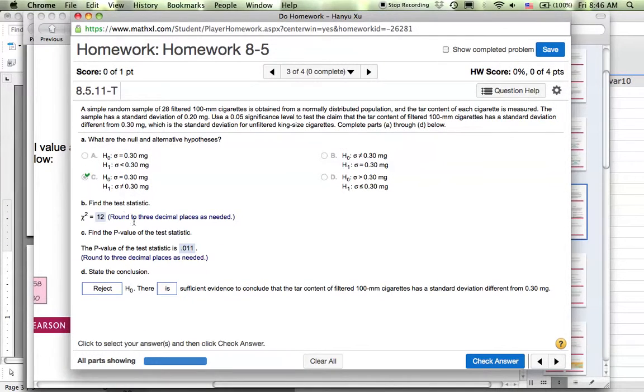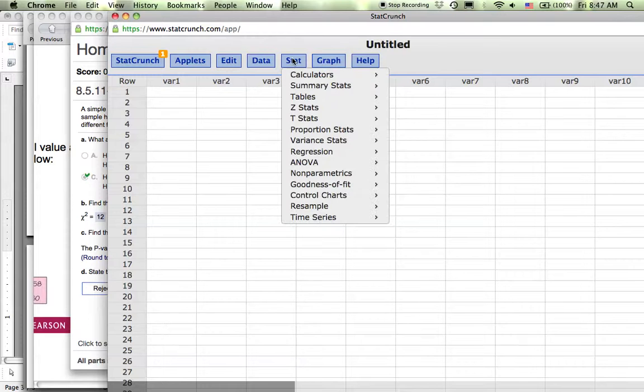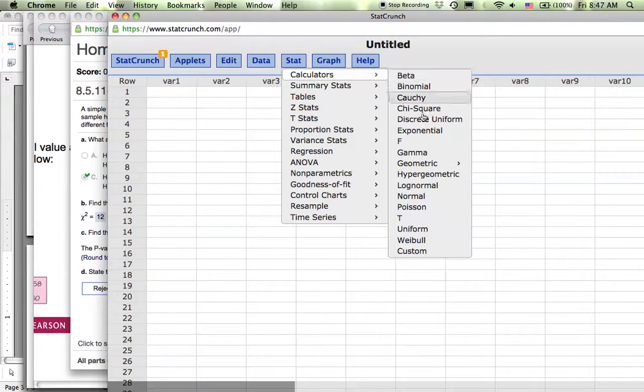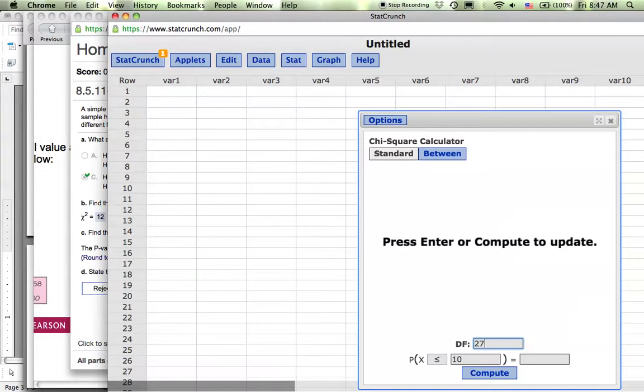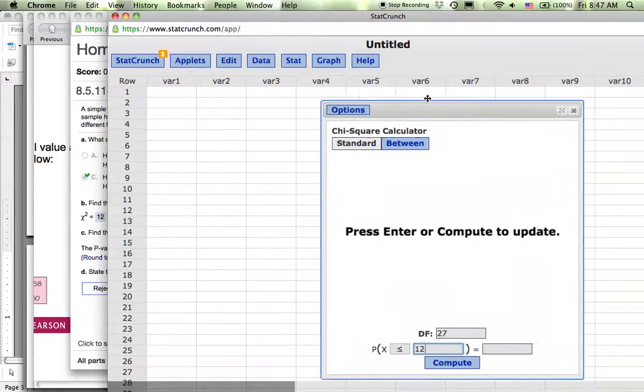So here we have the test statistic, chi-square equal to 12 with 27 degrees of freedom. If you go to StatCrunch, say Stat, Calculators, Chi-square, and say you have 27 degrees of freedom, and you want the value to be 12.